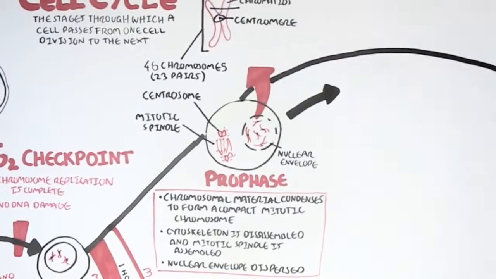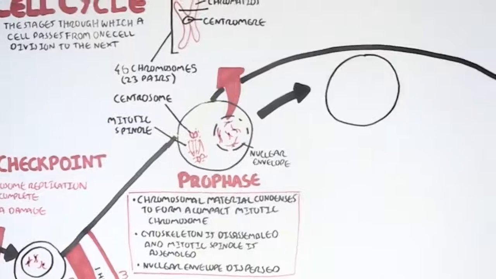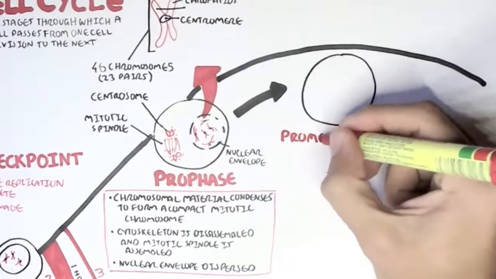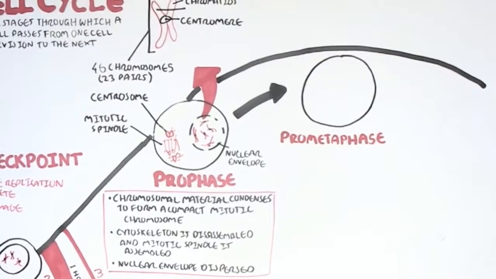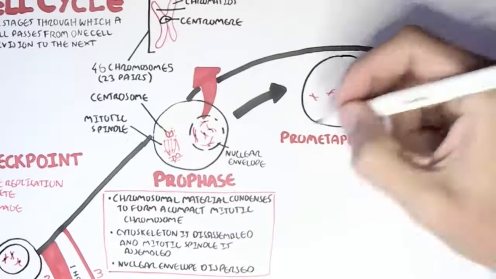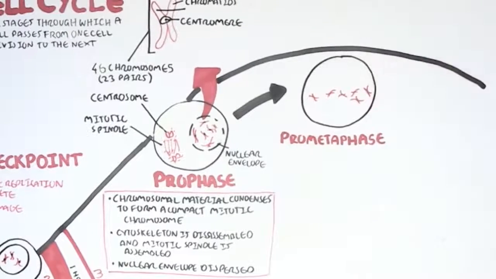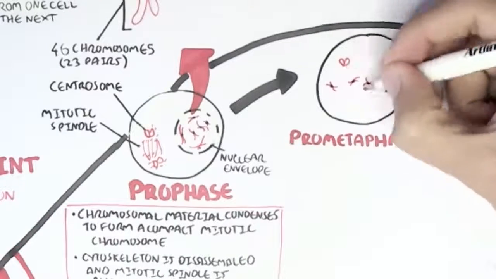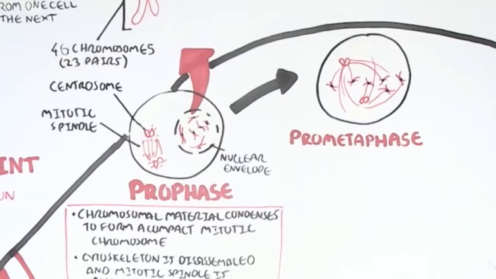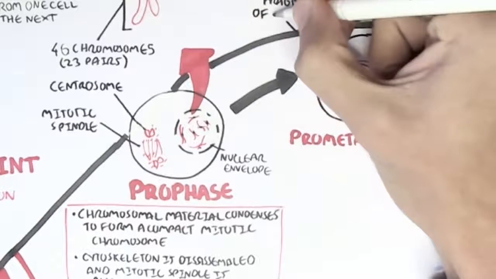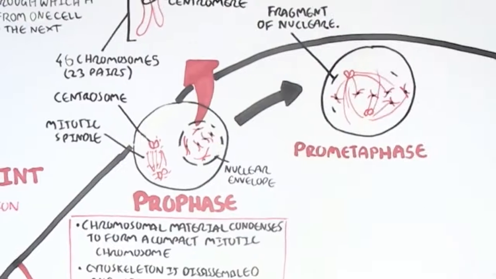Now the cell in prophase will then enter metaphase. Metaphase itself has an early stage and a late stage. Let's look at the early stage first, known as prometaphase. Here we have the chromosomes just in the cytoplasm. We have the centrosomes, remember, forming the mitotic spindle. You will see in prometaphase that the cell will still have the fragments of the nuclear envelope that was degrading.